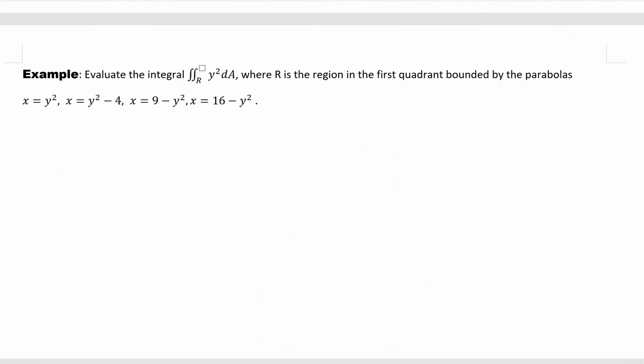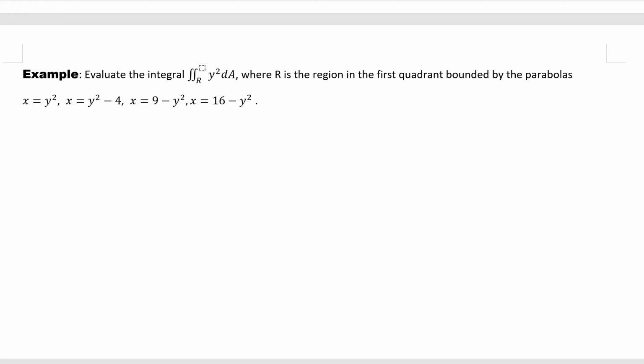Okay, so the boundary functions are not necessarily lines. They could be curves, but we should see two pairs of curves. One pair is like a function we shift a little bit, and the other pair is another function we shift a little bit. Okay, so let's see here. Evaluate the double integral of y squared dA, where R is the region in the first quadrant, bounded by the parabolas.